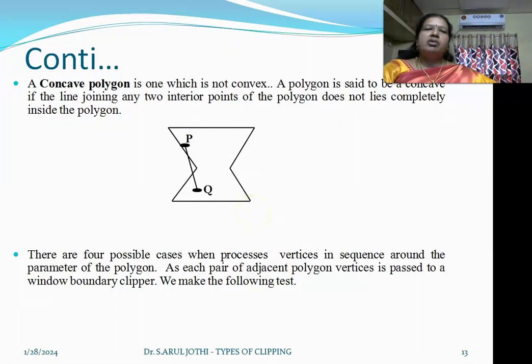So next comes the concave polygon, which is one that is not convex. Again, a polygon is said to be concave if the line joining any two interior points of the polygon does not lie completely inside the polygon.